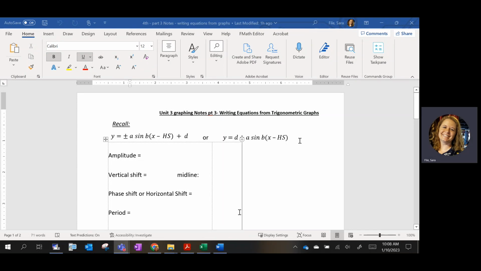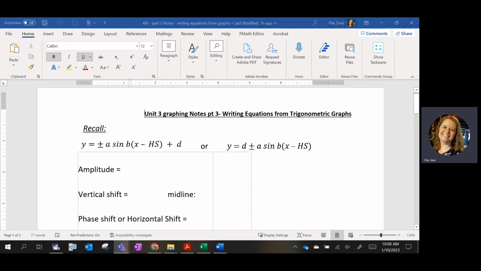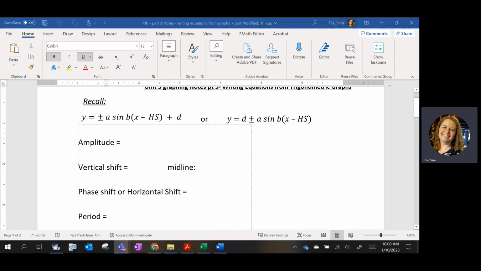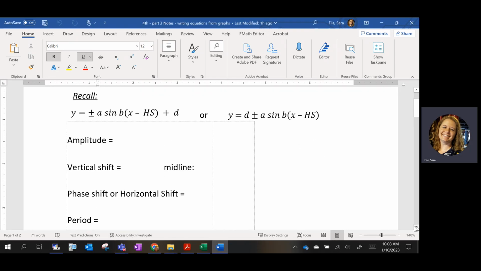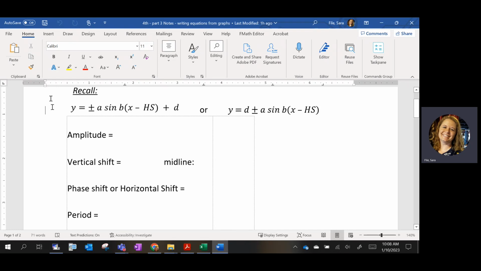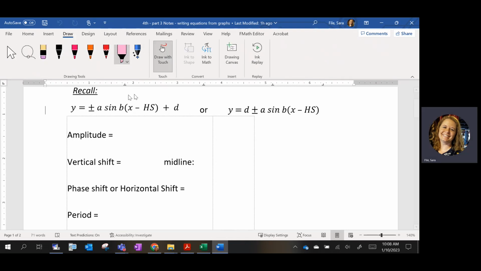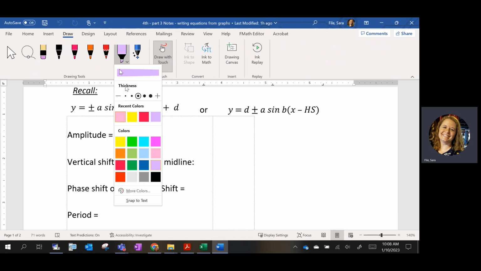So up to now, and what was on your quiz yesterday, was graphing sine and cosine functions. Okay, so now we're going to look at writing equations from trig graphs. So we're working in reverse now. So we still need to know about each of these attributes and where they come from in the equation, so that when we're writing the equation, we can plug them into the correct spot. So I'm going to try and use, I think I remember the colors we used.